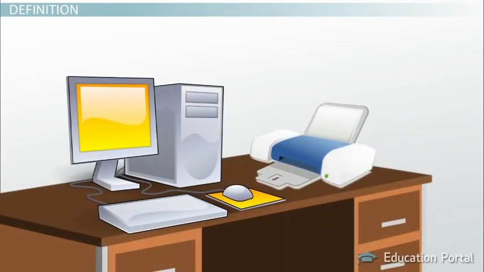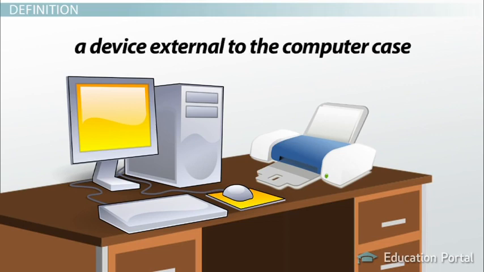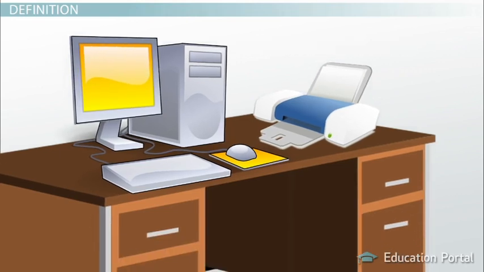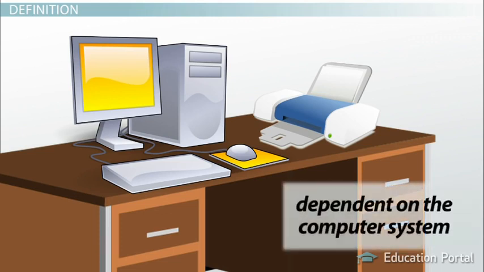Most people use the term peripheral more loosely to refer to a device external to the computer case. You connect the device to the computer to expand the functionality of the system. For example, consider a printer. Once the printer is connected to a computer, you can print out documents. Another way to look at peripheral devices is that they are dependent on the computer system. For example, most printers can't do much on their own, and they only become functional when connected to the computer system.